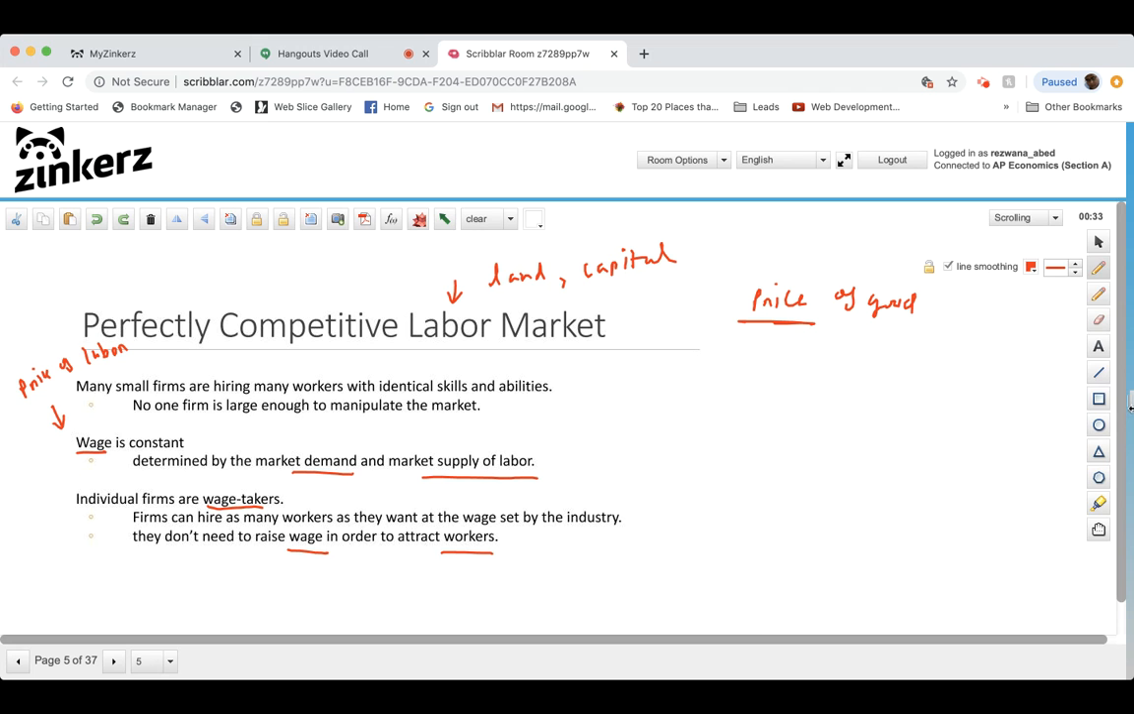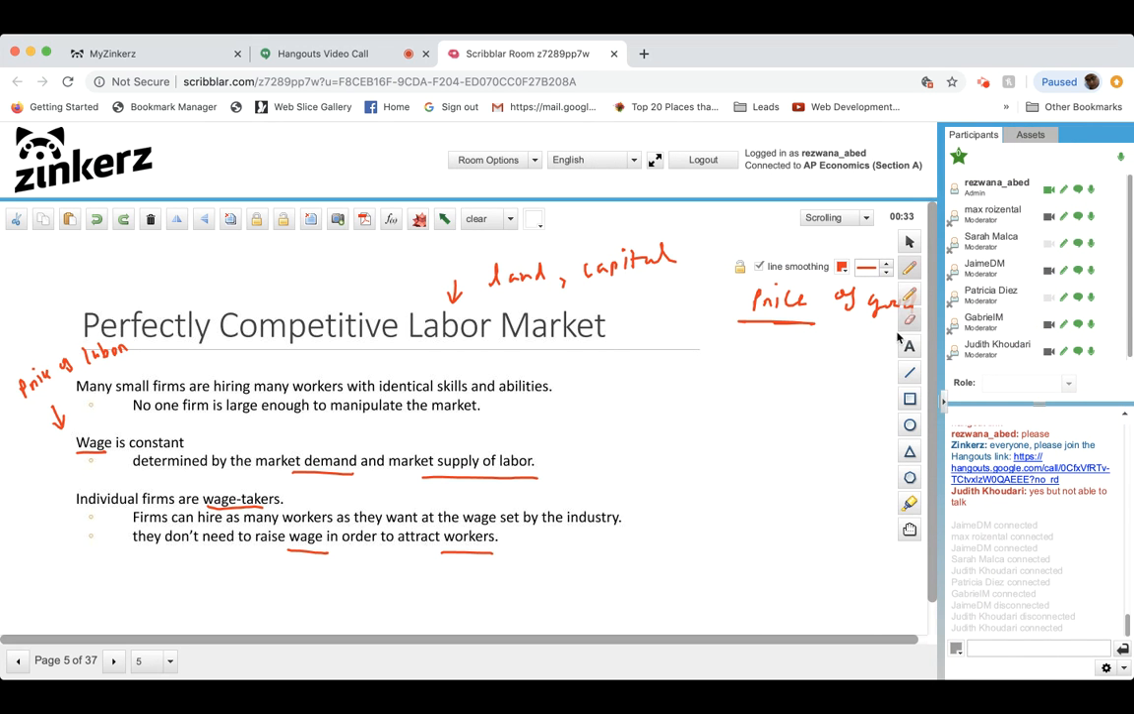Okay, no worries. How are the rest of you feeling? Sarah, Gabriel, Judith, I haven't really heard from any of you. So is this making sense, or are you clear about the distinction between product market and labor market? Yeah. Good. Great.